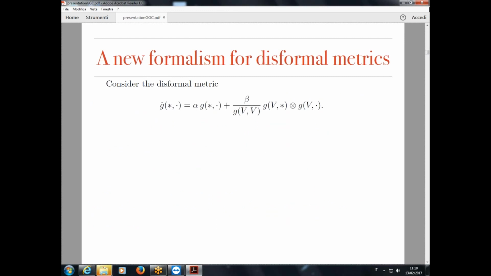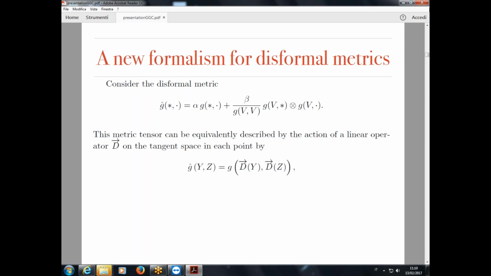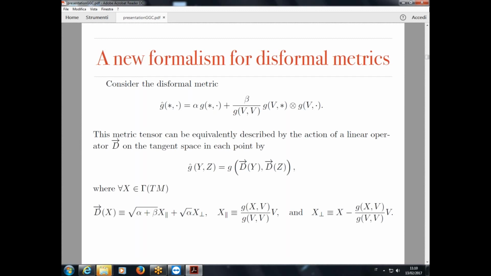But if you take a vector field x that is parallel to V, you have G hat of x x scaled by alpha plus beta. So since V is fixed, you can decompose any vector field along V and the perpendicular component to V. So that's the idea behind defining this new operator here. You are decomposing any vector field perpendicular and parallel to V according to this formula. And now you can describe G hat in terms of this new operator.